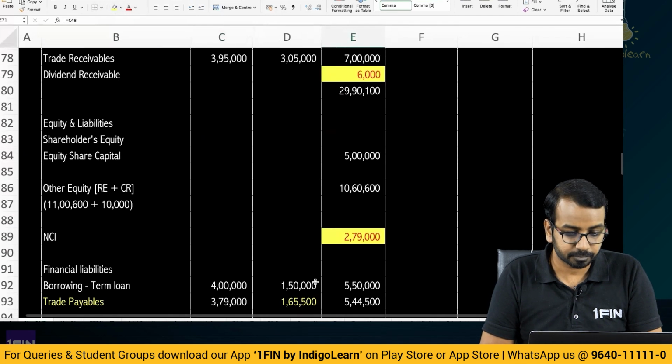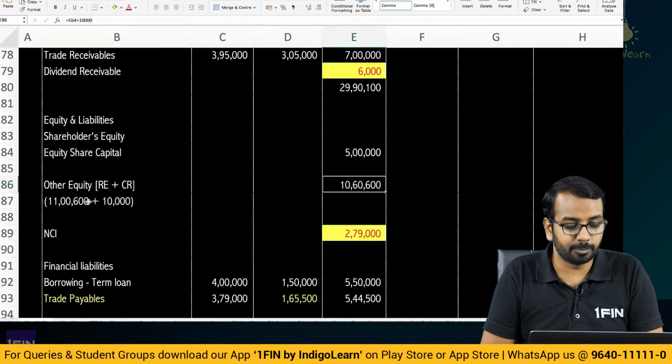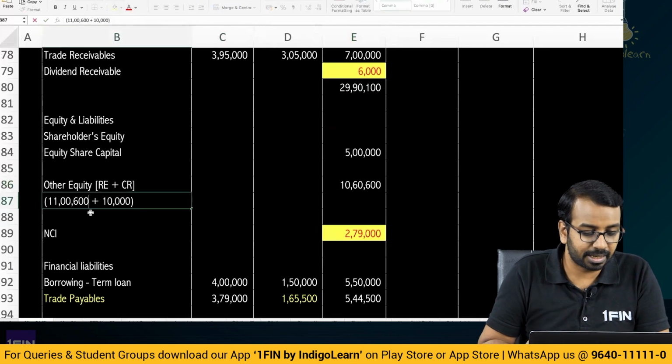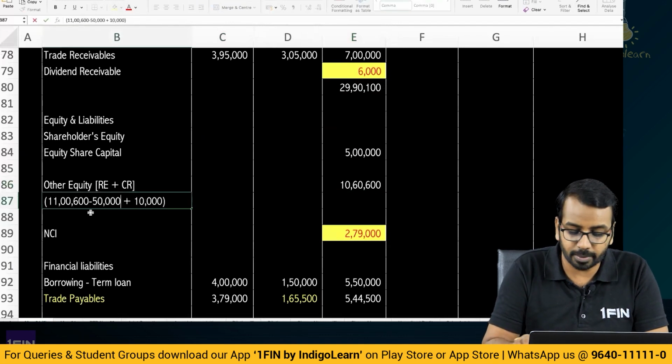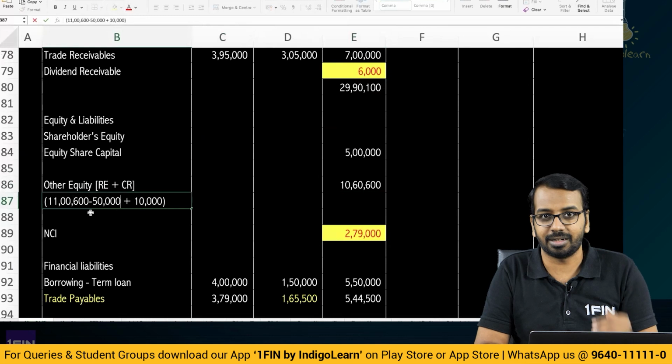Then other equity will be 11,600,000 minus 50,000. Why minus 50,000? The dividend that we are declaring.